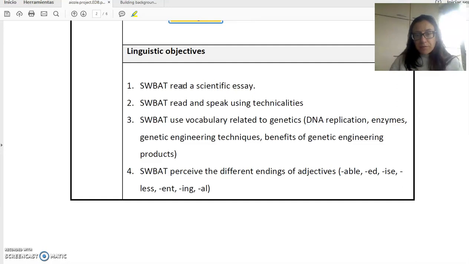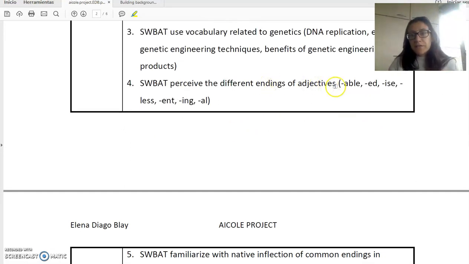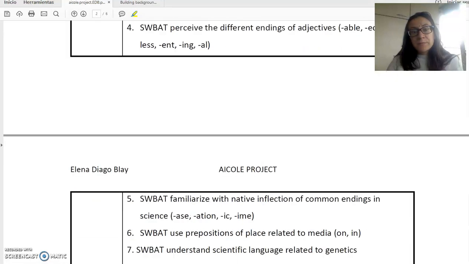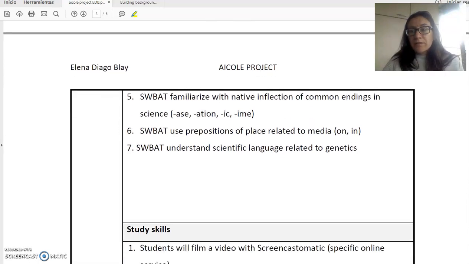And the fourth, they will have to perceive the different endings of adjectives, and we will have them here. This is based also on reading task number 4, which has plenty of adjectives, and I think it's interesting. Also, the native inflection of common endings in science, such as -ase, -ation, like ligase, replication, scientific, or enzyme. These endings are quite troublesome.